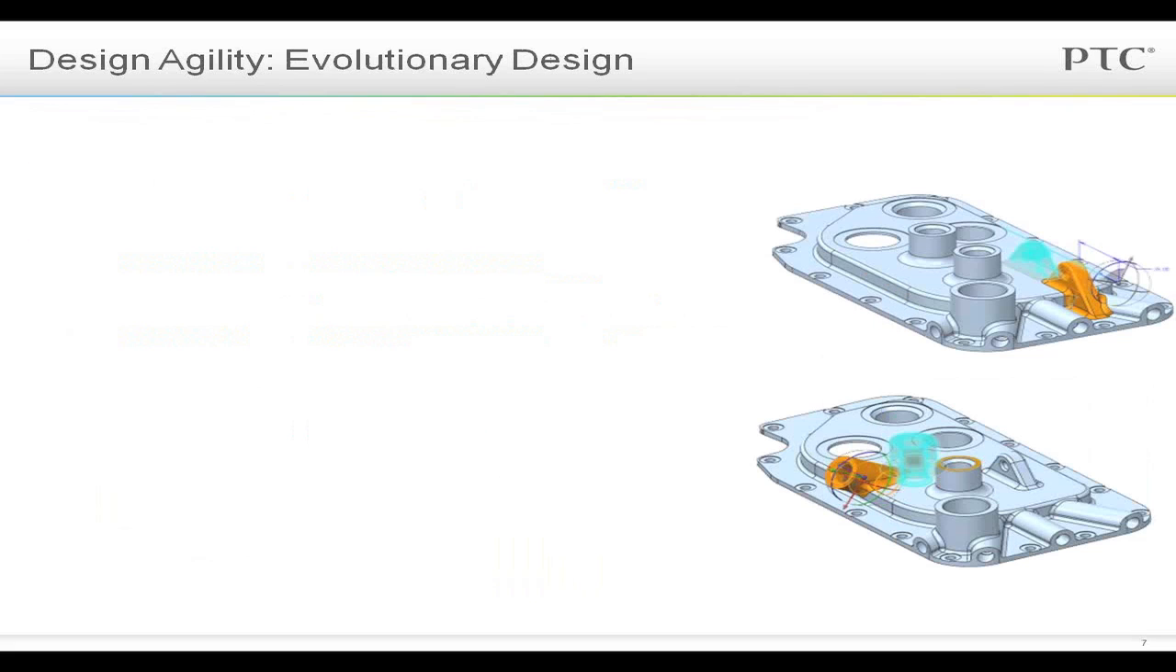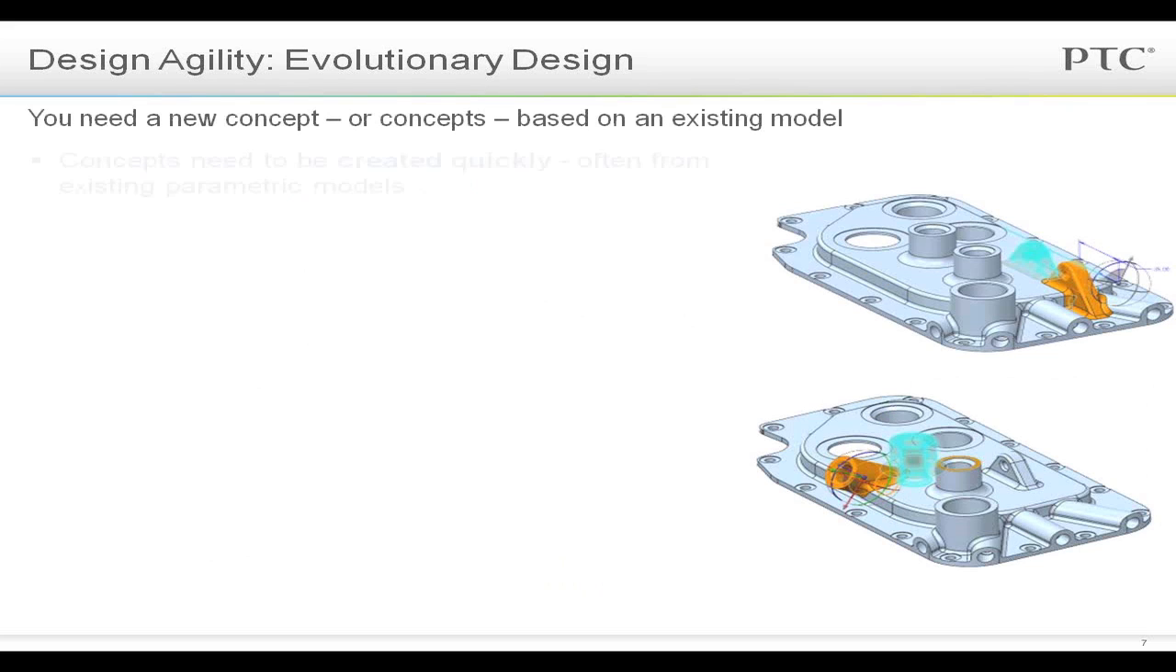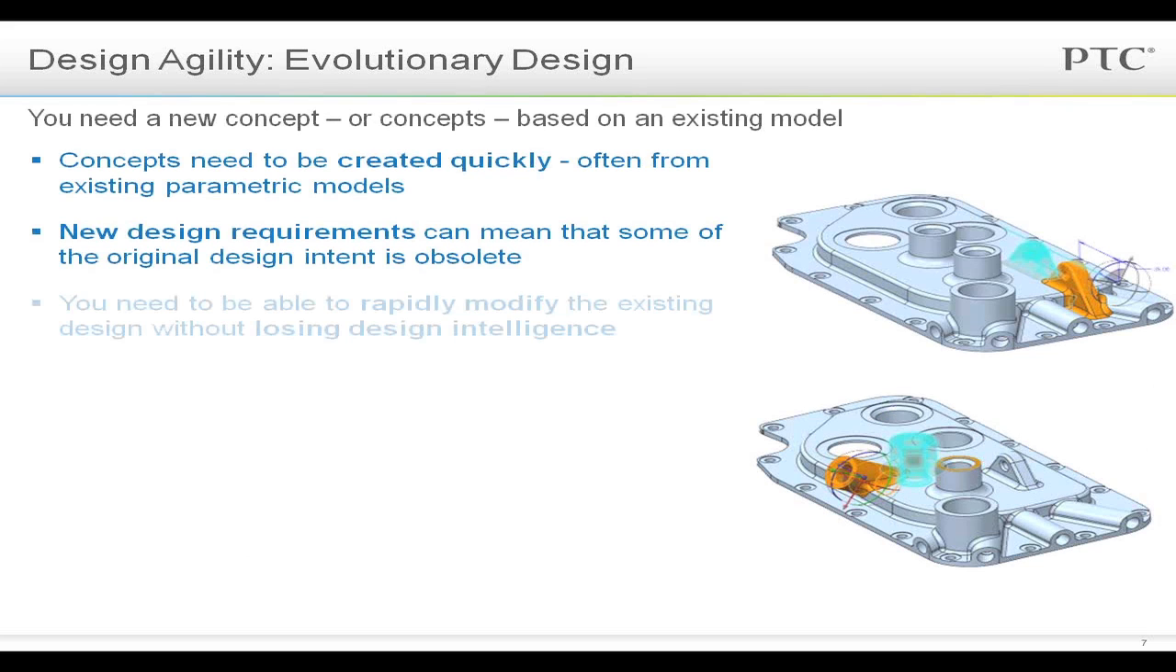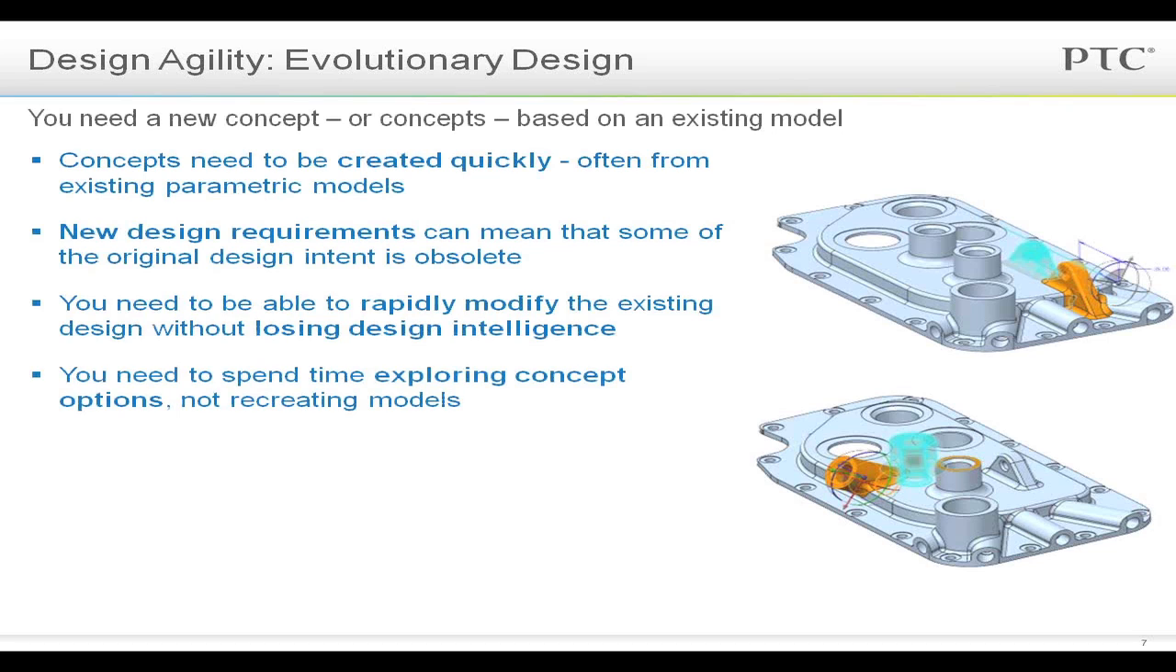Design is also evolutionary, not revolutionary. So when I'm talking about evolutionary design, I want to be able to quickly create new concepts on existing parametric models. Now, that again can be challenging because those new concepts may not necessarily have been parameterized for me to move geometry around because I don't necessarily have a dimension. And those new design requirements really mean that the initial design intent is obsolete.